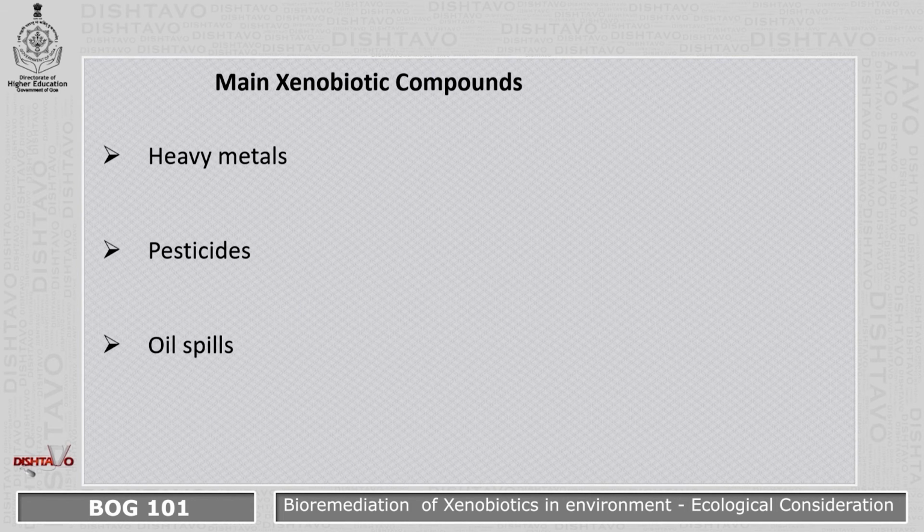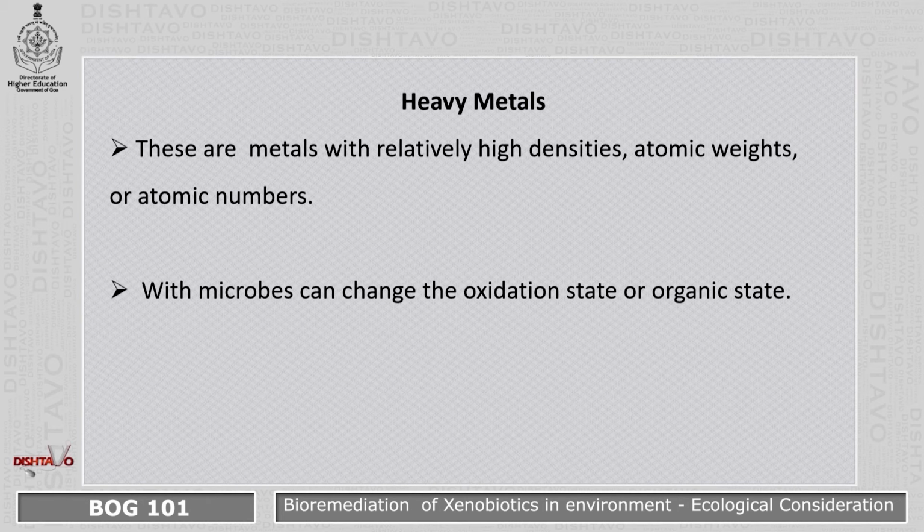Now we'll go to the main examples of xenobiotic compounds: heavy metals, pesticides and oil spills. Now heavy metals. What are heavy metals? Heavy metals are metals with relatively high densities, atomic weight and atomic number. When these heavy metals are with microbes, they can change the oxidation state or the organic state.